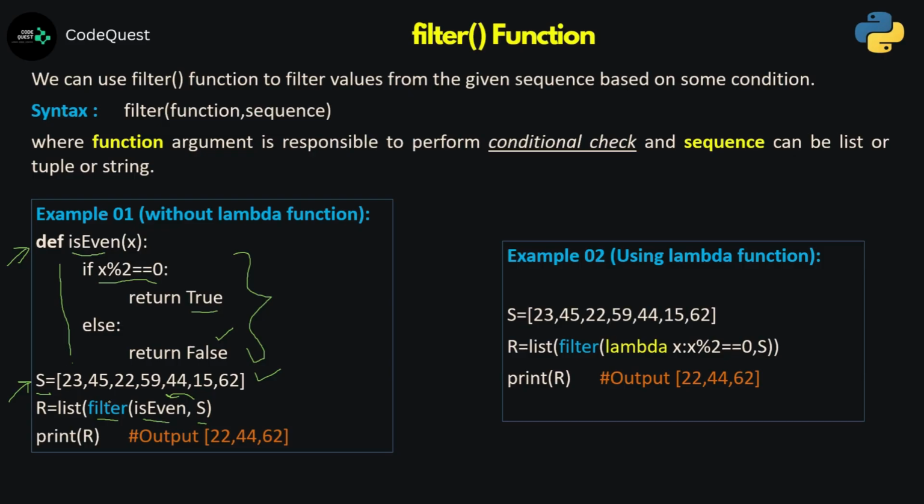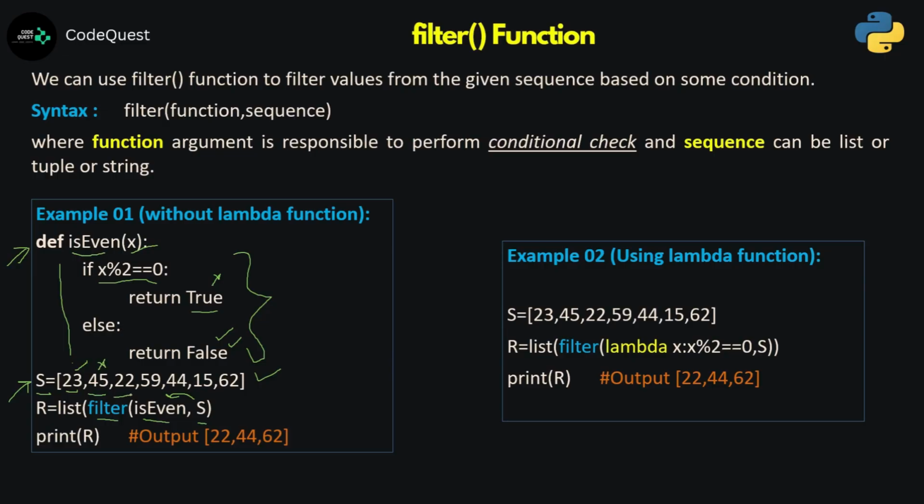For the first time, the element is 23, so the x value is going to be 23. Because this condition, 23 % 2 == 0, is failing, we are going to return false, which means this is not the value I'm expecting. The element for which this function returns true, those are the ones which are going to be filtered. So when I move on to the next element, that is 45, once again this condition fails. So this also I am not going to get in my filter list.